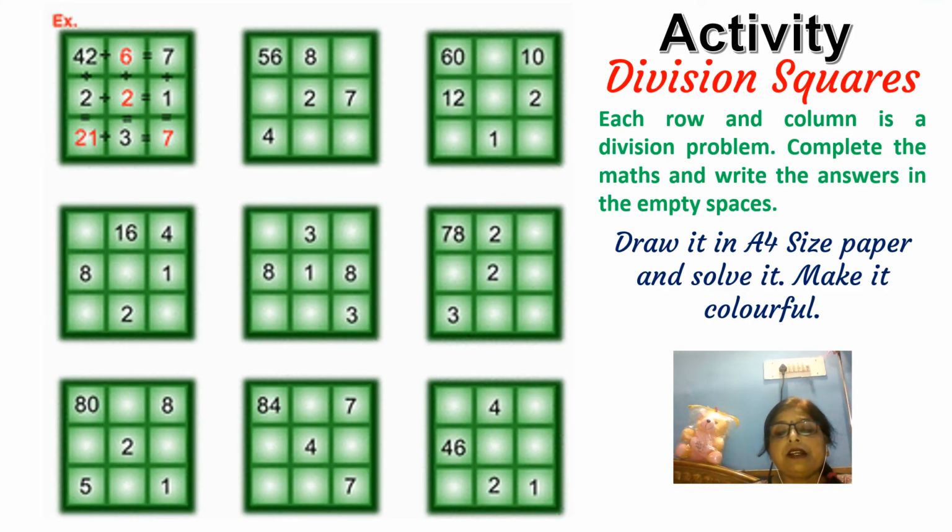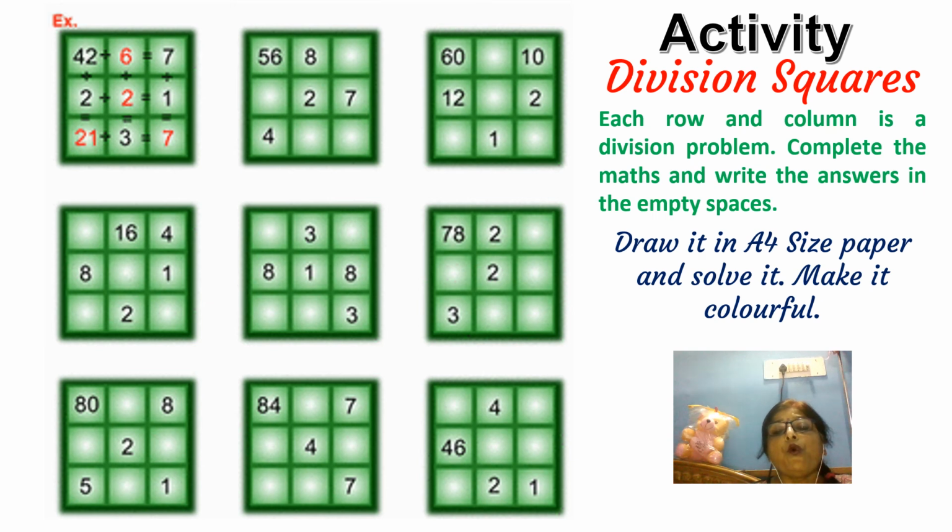My dear children, this is the activity time. Division squares are given here. 1, 2, 3, 4, 5, 6, 7, 8, 9. 9 division squares are given. And the first one is the example. It has been solved. On the basis of this example, you can solve the rest of the questions.